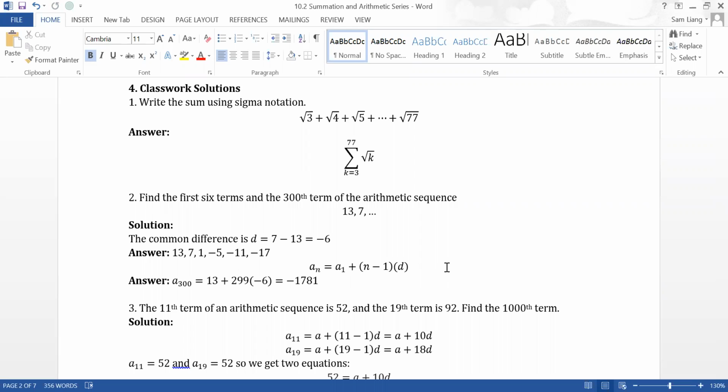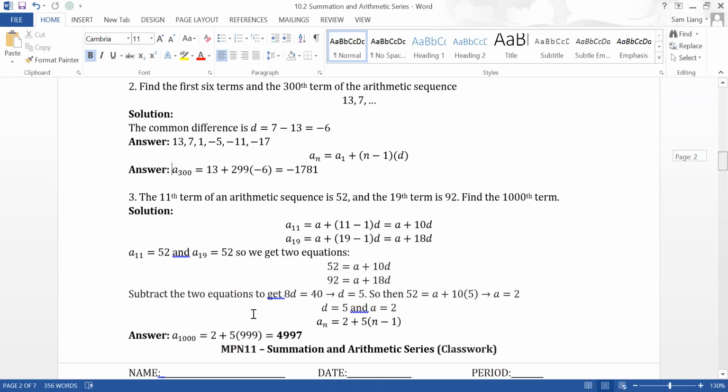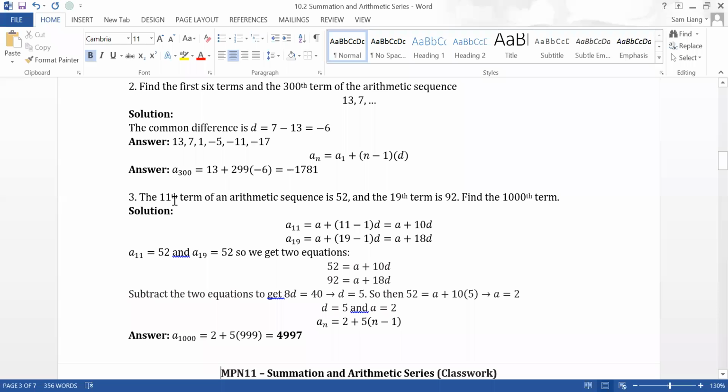Okay, does anyone still need question 2? All right, so I'm going to go on to question 3 then. Question 3, here we have the 11th term of an arithmetic sequence is 52, and the 19th term is 92, and they want us to find the 1000th term.